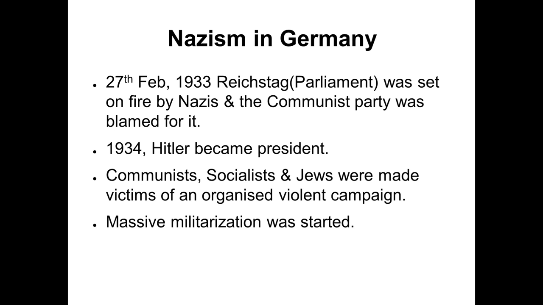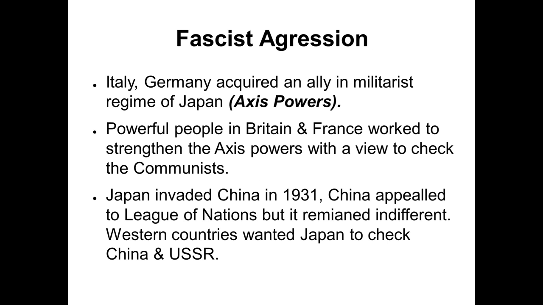Massive militarization was started. Now Italy and Germany required an ally, and they got a friend in Japan. Together, the three of them were known as the Axis Powers. Now, there were people in France and Britain who worked to strengthen the Axis Powers because they thought they were checking the communists. Of course, whosoever had property was scared of and apprehensive of communists.